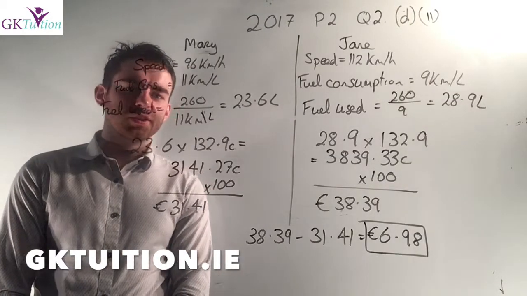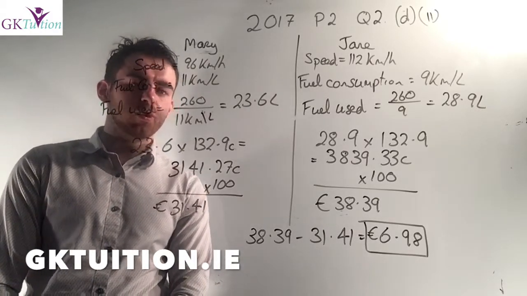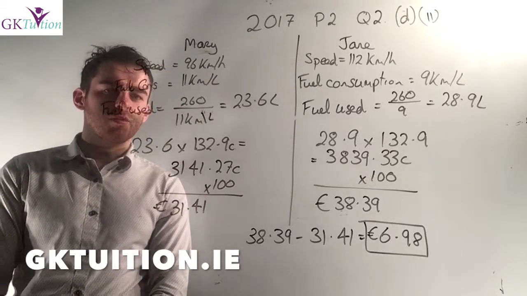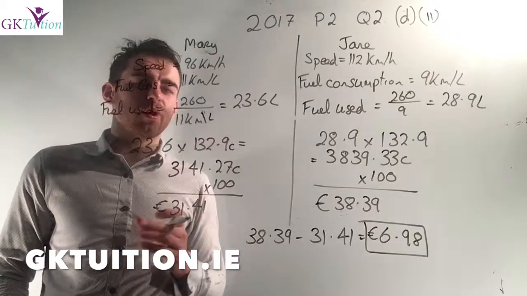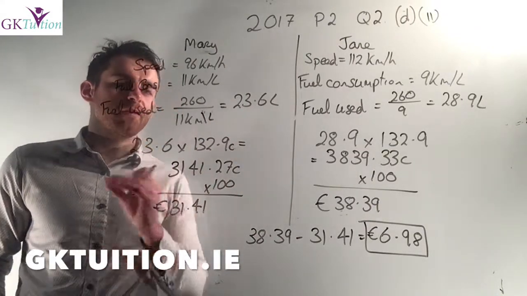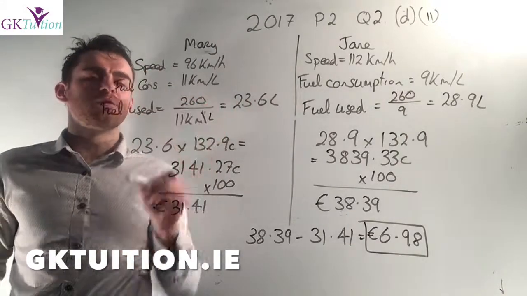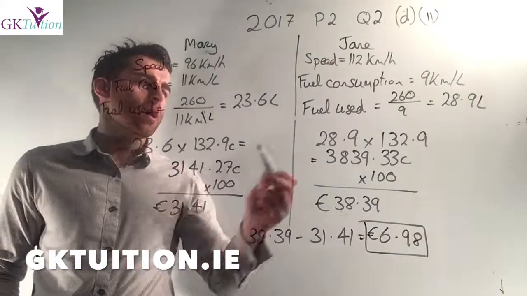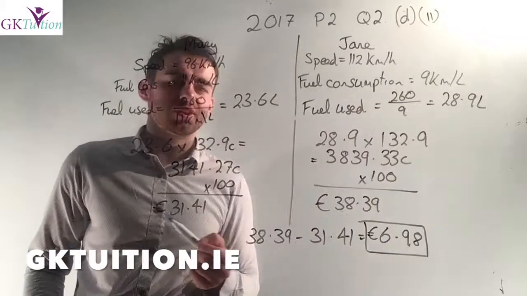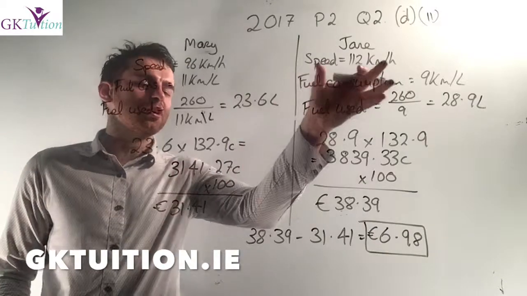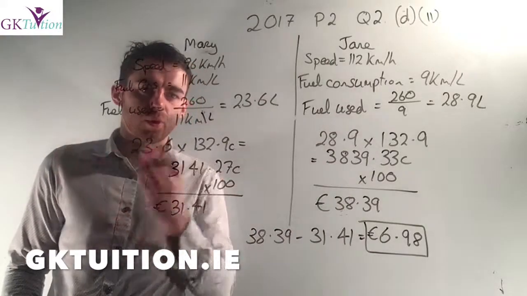In the final part of this question, we're asked to work out how much more money it costs Jane to travel from Cork to Dublin. In the start of part D, it told me that it costs 132.9 cents per litre. Now, we have to do this question based on the information in part A. In the first part of this question, one of the coordinates is that if you travel at 96 kilometers per hour, your fuel consumption is 11 kilometers per litre. Another one of the coordinates is that if you travel at 112 kilometers per hour, your fuel consumption is 9 kilometers per litre. So I have to use those pieces of data in order to work out the cost for Mary and for Jane to travel from Cork to Dublin.